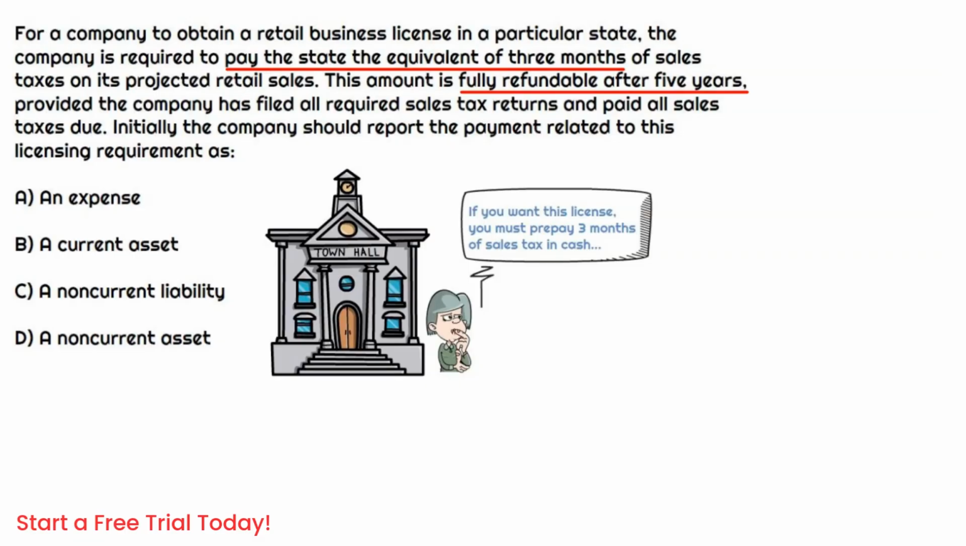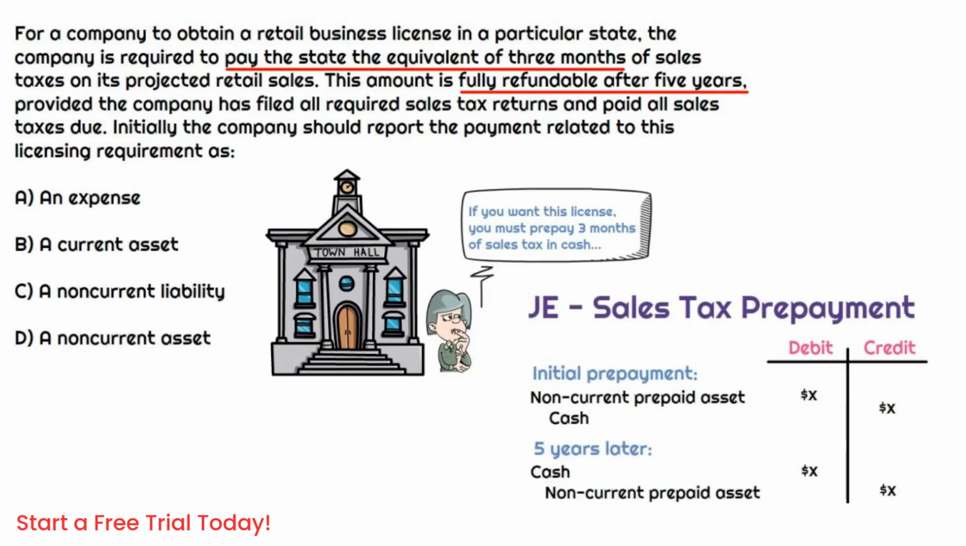The question is specifically asking about the 3 months of sales tax the company prepaid, and assuming that they will get this all back at a later date, meaning 5 years from now, how should they record this on the balance sheet right now? Because they're making a prepayment of sales tax that they expect to get back, that's a future benefit that they're paying cash out for now. So the journal entry they would record right now is a debit to prepaid asset and a credit to cash.